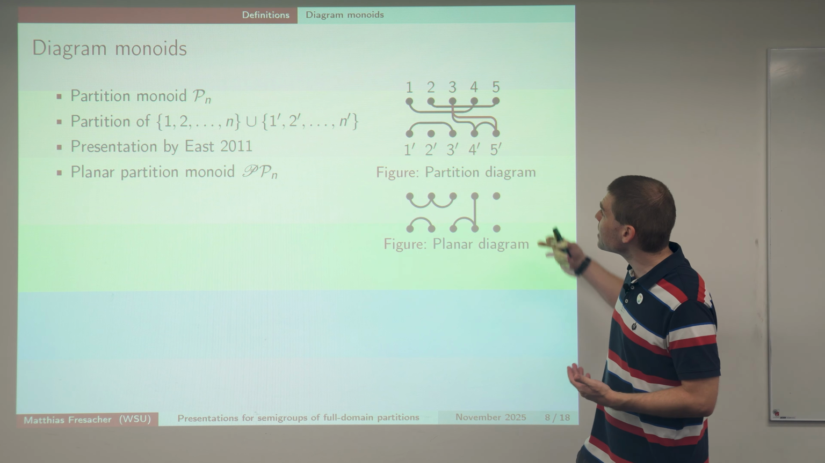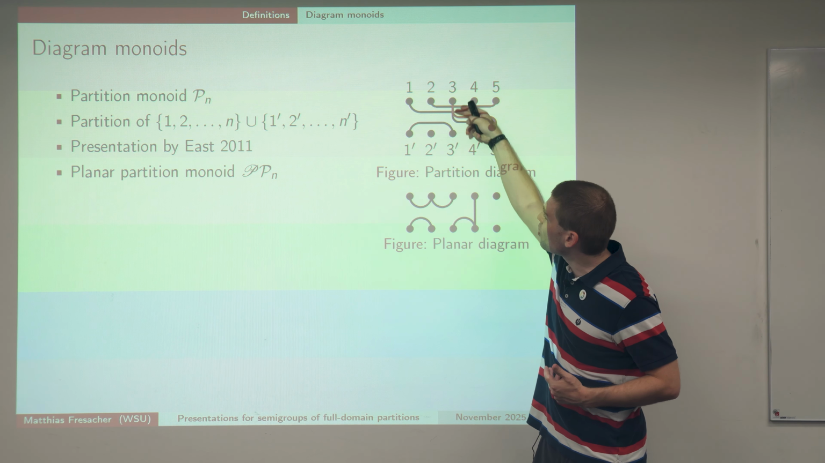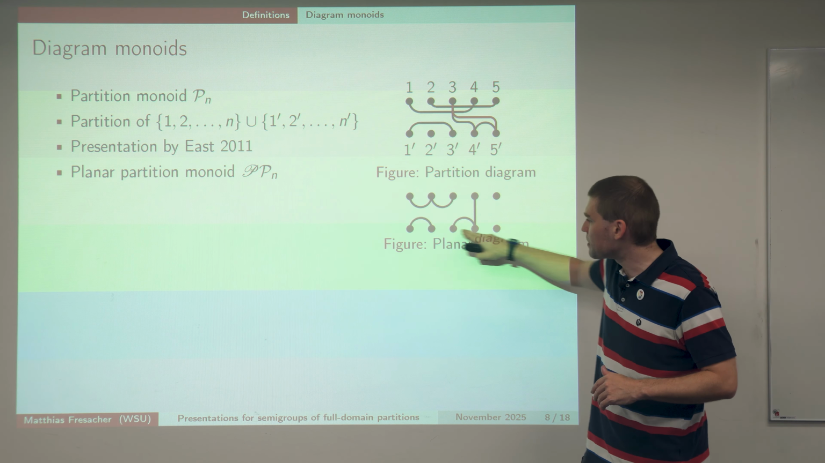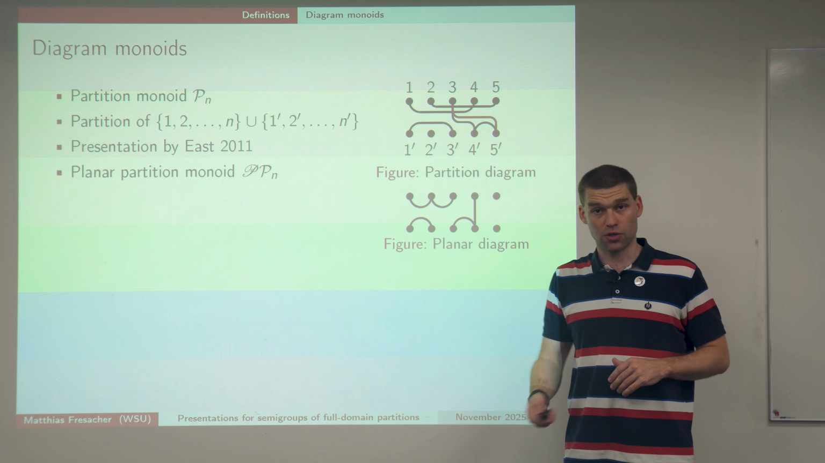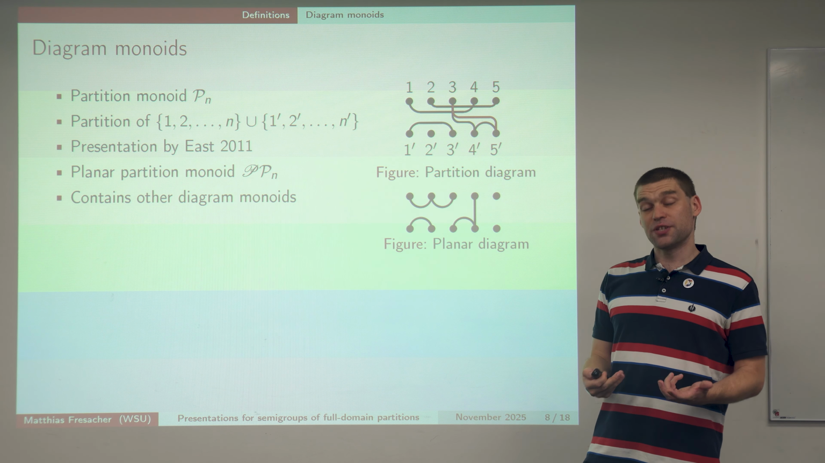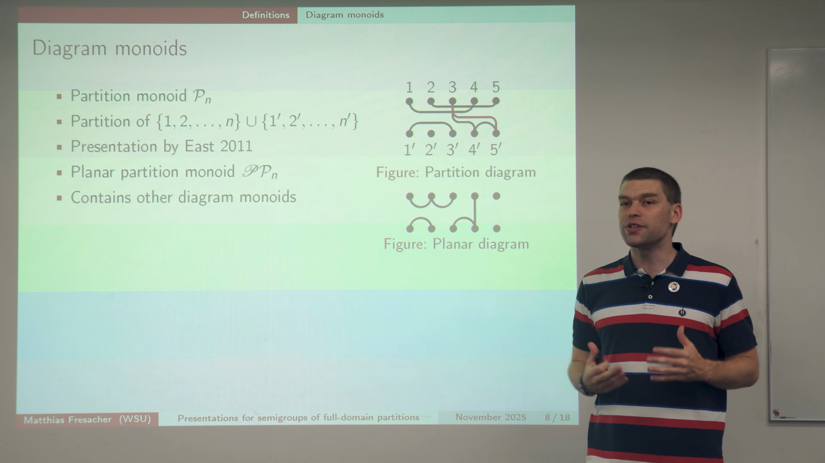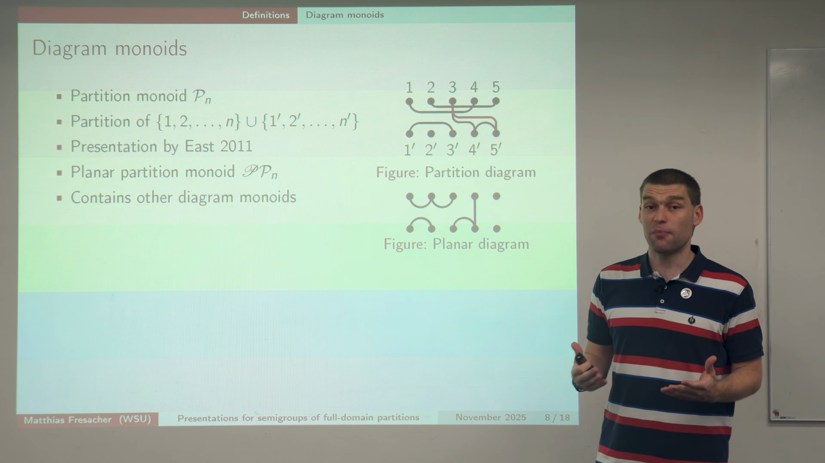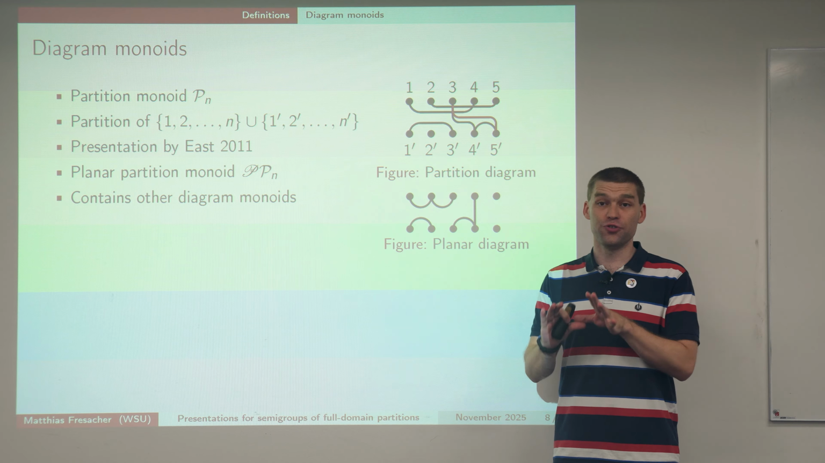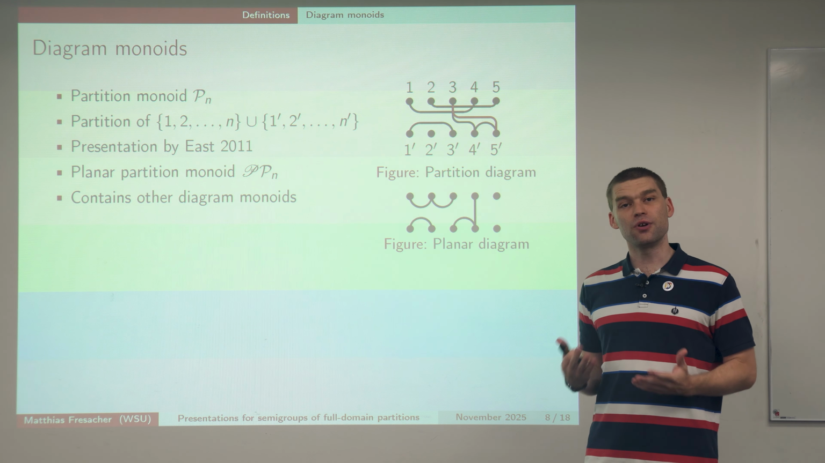And this basically, planar means that no edges are allowed to cross like they do up here. The graph must be planar inside of this box. The partition monoid contains all of the other diagram monoids. So I'm going to list a few of the commonly known diagram monoids. None of them are actually going to be important for this talk, but it's good just to provide some context.